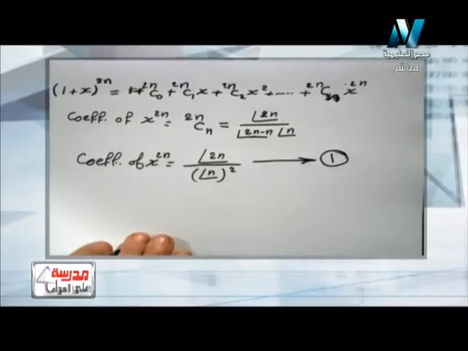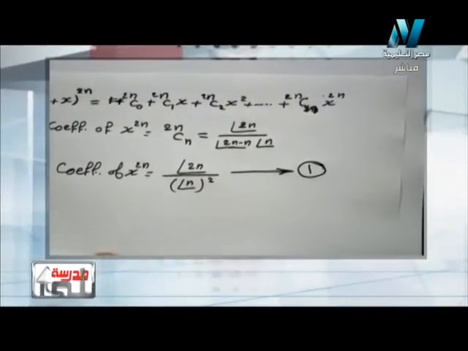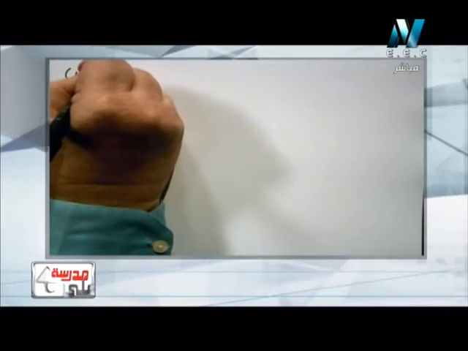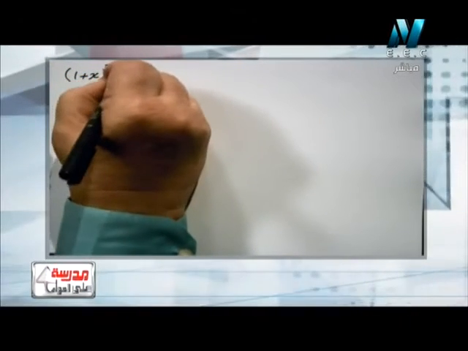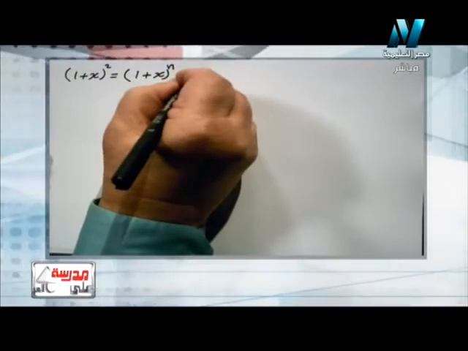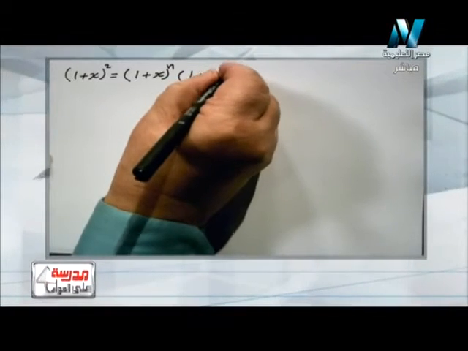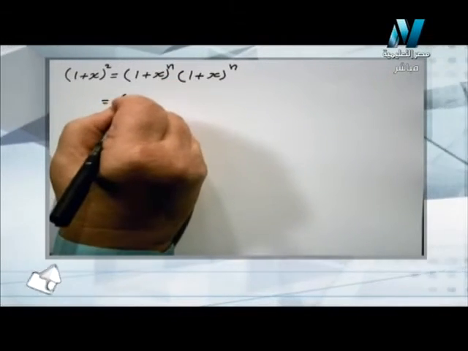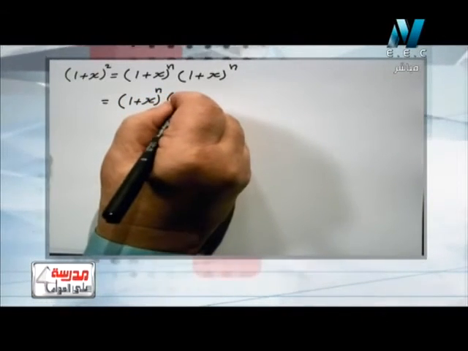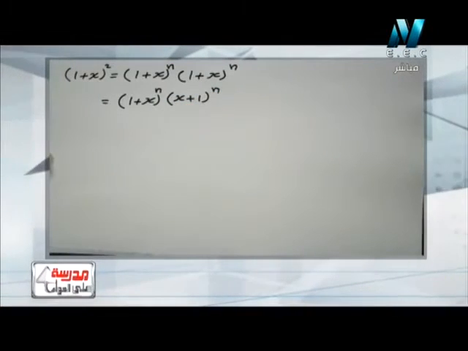طيب ناخد الرايت هاند سايد. الرايت هاند سايد عندي 1 plus x power 2n، maybe تتكتب 1 plus x all power n multiply 1 plus x all power n، تتكتب كمان 1 plus x all power n multiply x plus 1 all power n without any change. نعمل expanding لل right hand side.